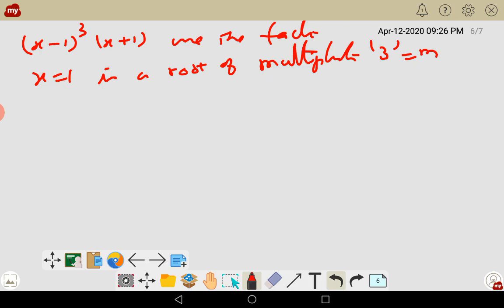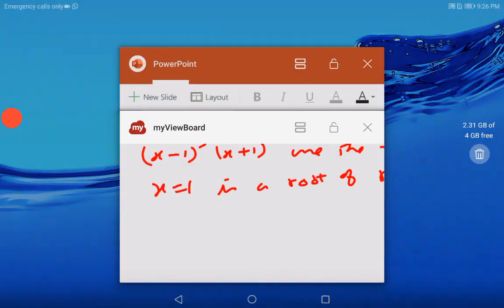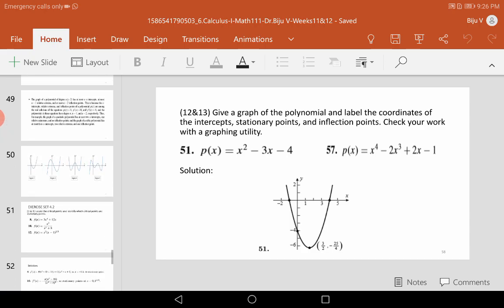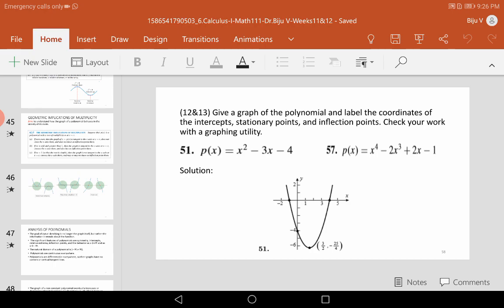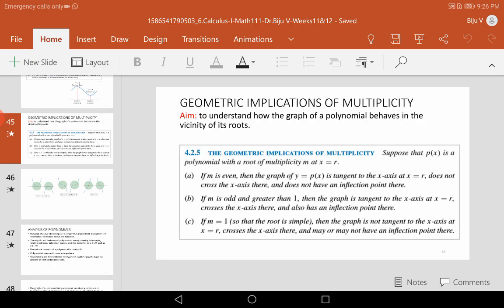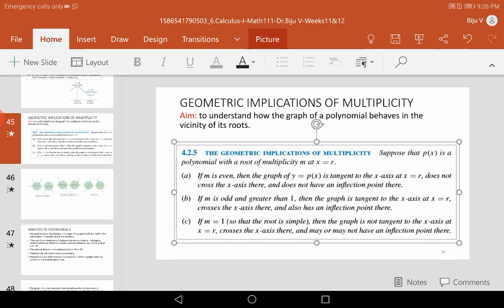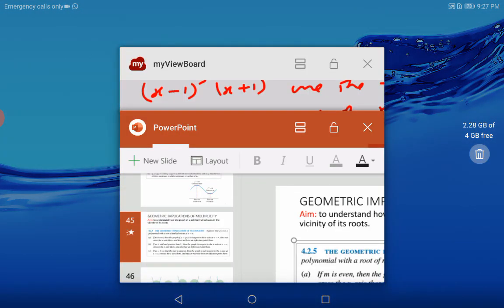You can check back to this PowerPoint. You have seen this one right now, you remember it. When m is odd and greater than 1, it is a tangent line to the x-axis and crosses the x-axis. Also has an inflection point there. Isn't it? That's what we should remember, inflection point there. Okay. Now let's go to the board.